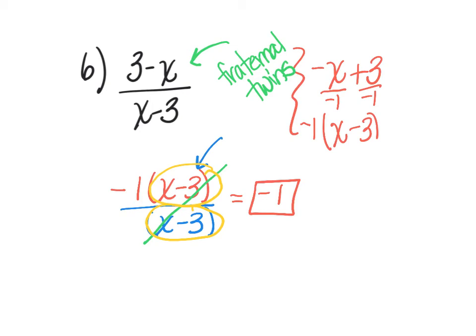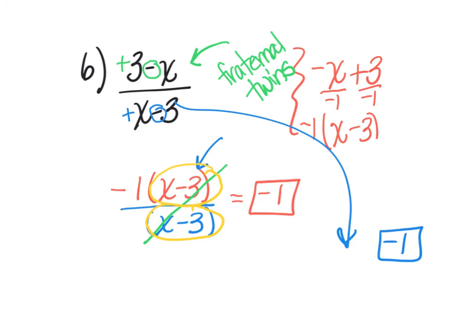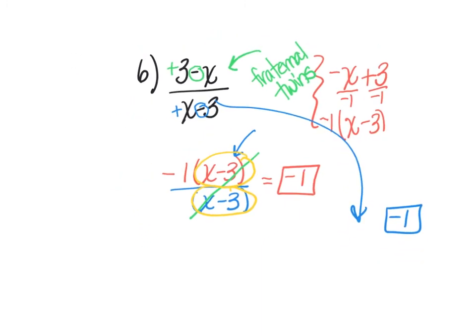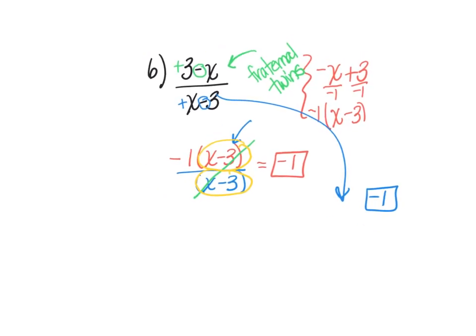So the 3 here in the numerator is positive, and the x is negative. But in the denominator, it's the reverse. The x is positive, and the 3 is negative. The only thing that's changing here is that a negative is in a different spot. So whenever I see fraternal twins, they look very similar, but their signs are flipped. Then I know that fraternal twins always simplify to a negative 1. So I don't do all the scratch work off to the side. There's nothing wrong with doing the scratch work, but sometimes it can be time consuming.